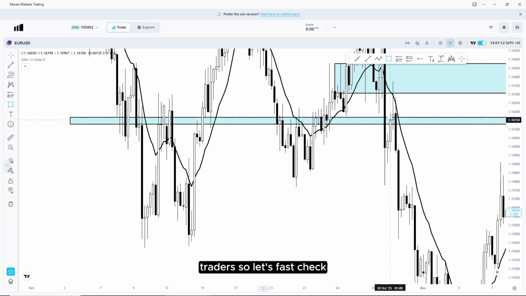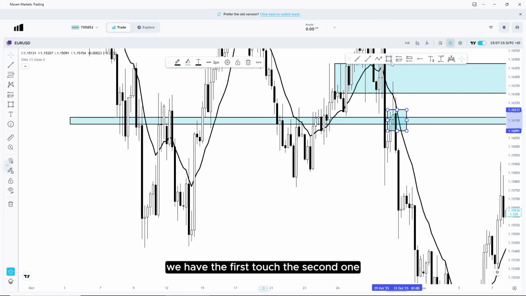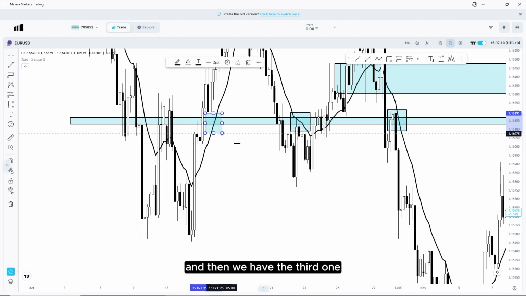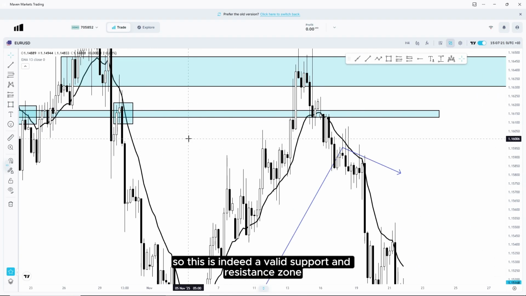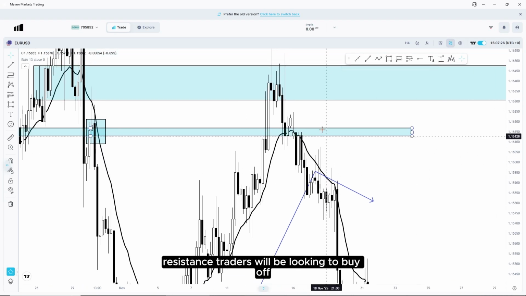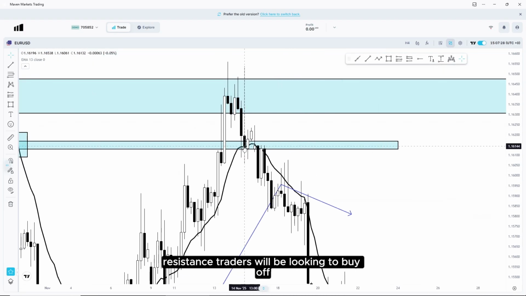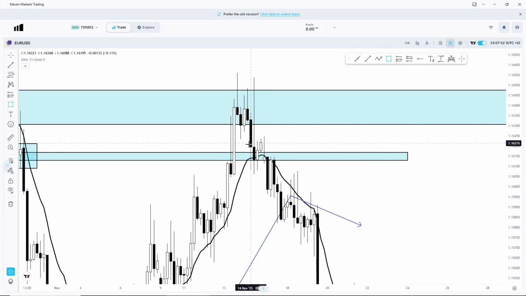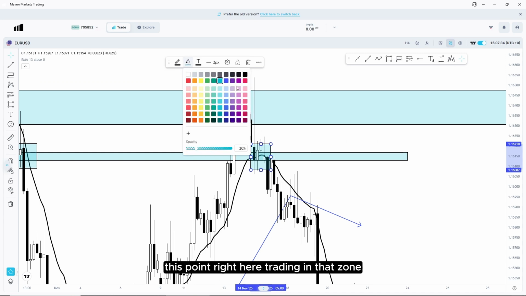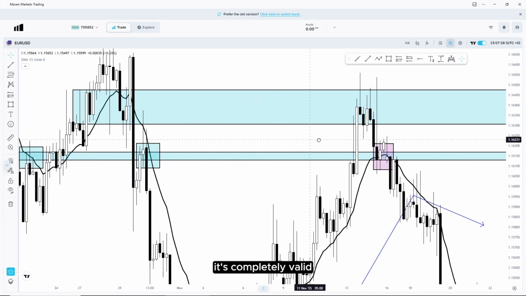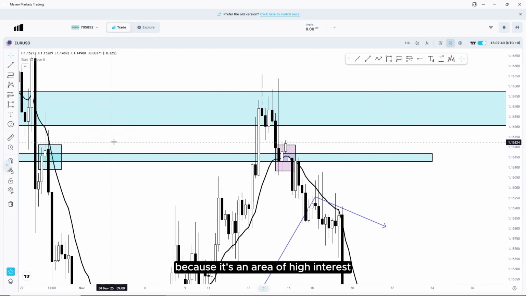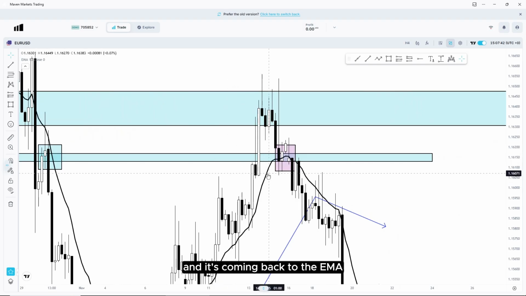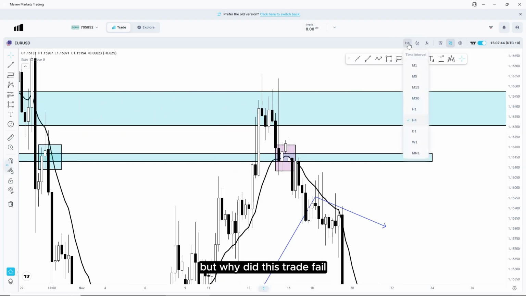So let's fact check. We have the first touch, the second one, and then we have the third one. So this is indeed a valid support and resistance zone, and most support and resistance traders will be looking to buy off this point. This trade is completely valid. This point right here, trading in that zone, is completely valid because it's an area of high interest and it's coming back to the EMA. But why did this trade fail?